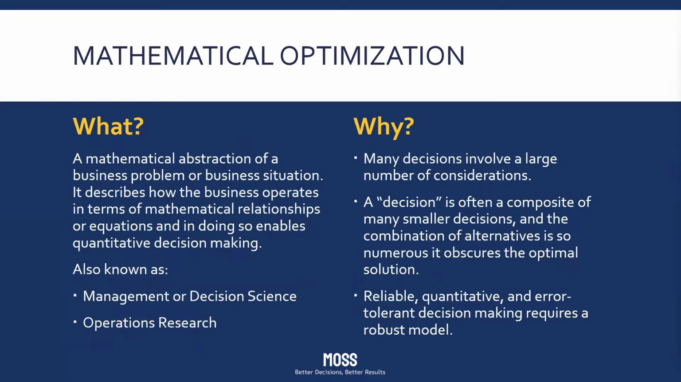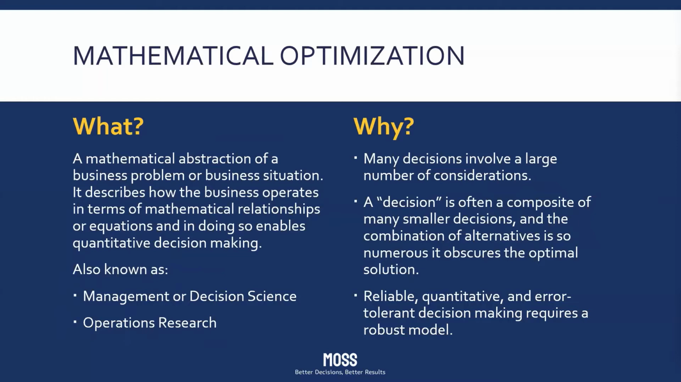First, let's talk about what exactly mathematical optimization is and why it is so important to running a business. I describe optimization as a mathematical abstraction of a business problem or business situation. It describes how the business operates in terms of mathematical relationships or equations, and in doing so enables quantitative decision-making. It is also referred to as decision science, management science, or more commonly, operations research.